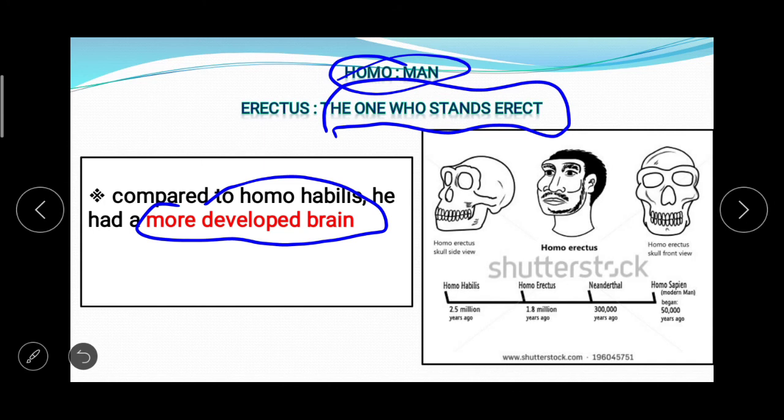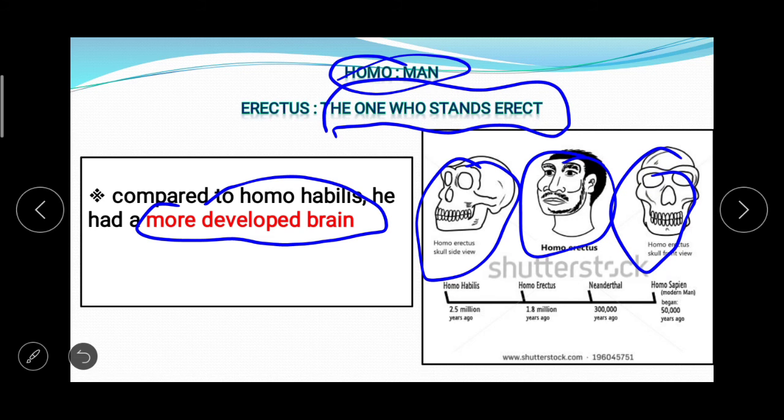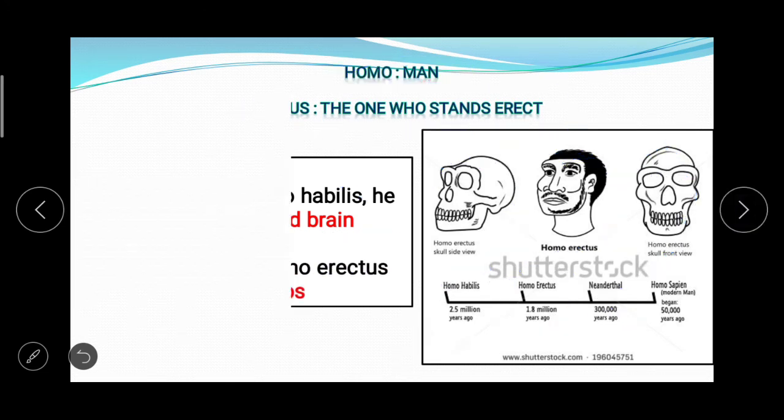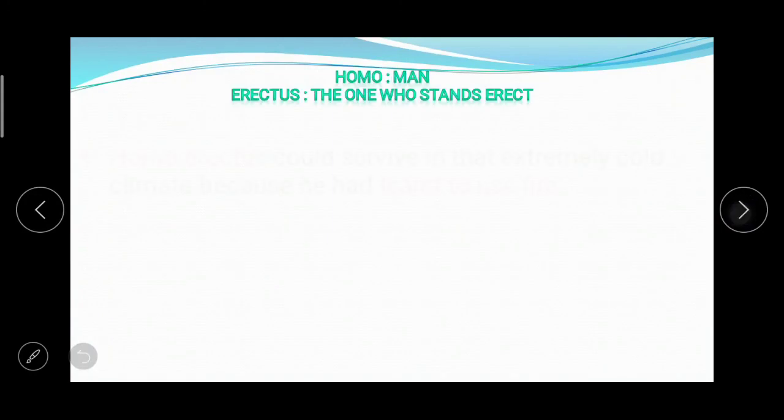Now here you can see Homo erectus skull side view, Homo erectus skull front view. Homo habilis 2.5 million years ago, Homo erectus 1.8 million years ago, and the next one which we are going to talk about is Neanderthal, this one, and the Homo sapien. Humans of the Homo erectus species lived in groups. Now the details about this.